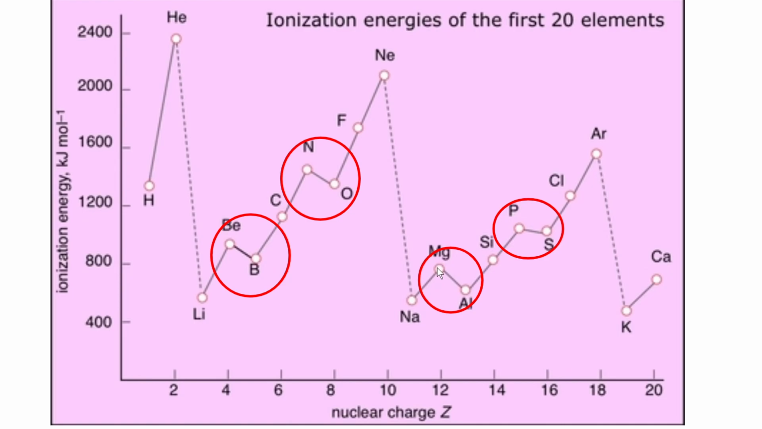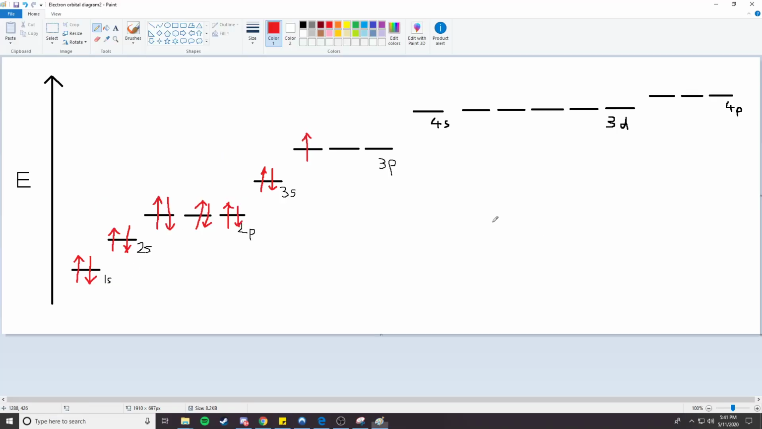Okay. Next one, phosphorus and sulfur. Same thing happens here. This is phosphorus, which is nice and stable because they're all singly occupied. When we double them up here, this is suddenly easier to remove to get back to this stable configuration.